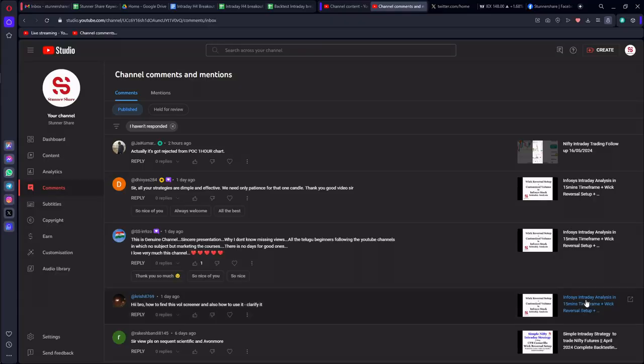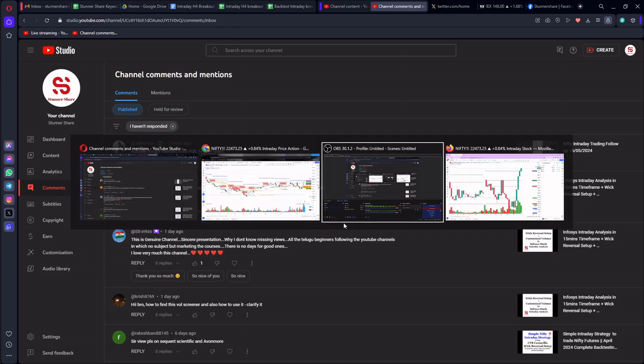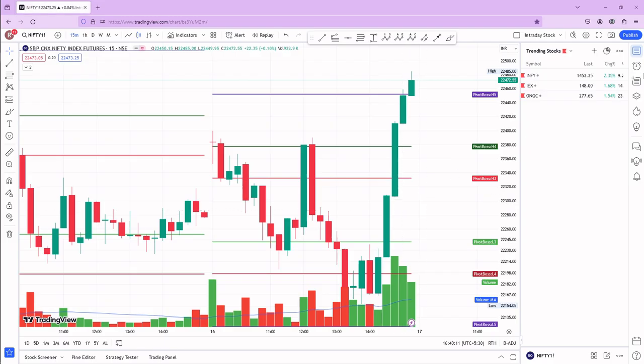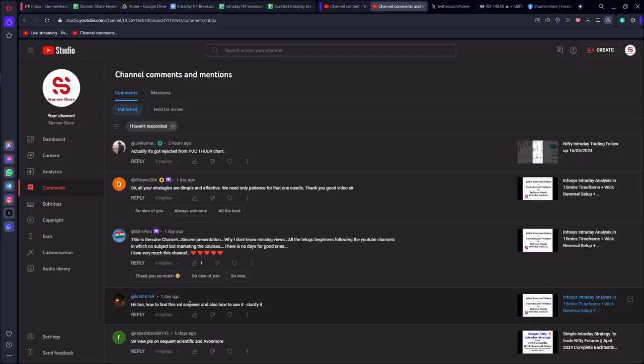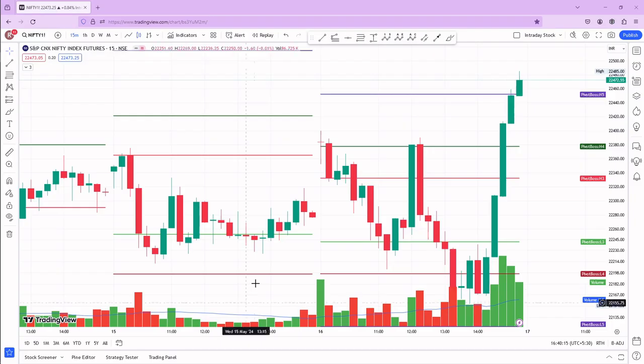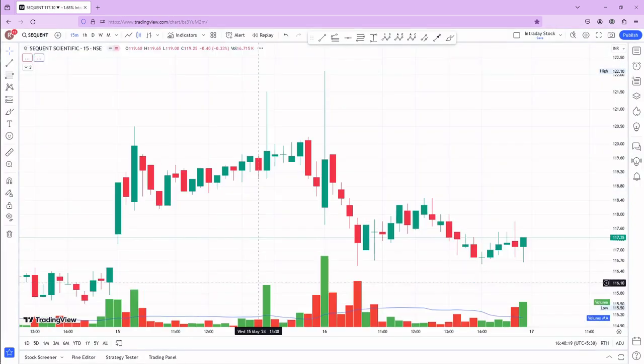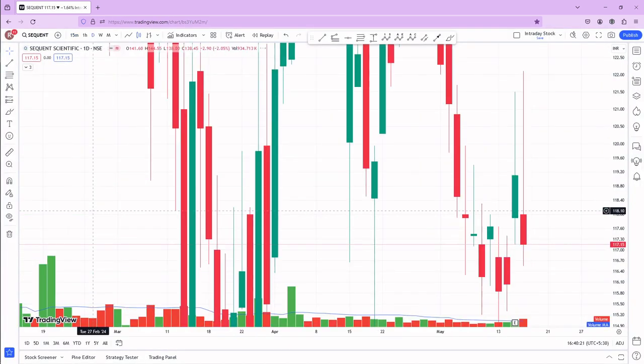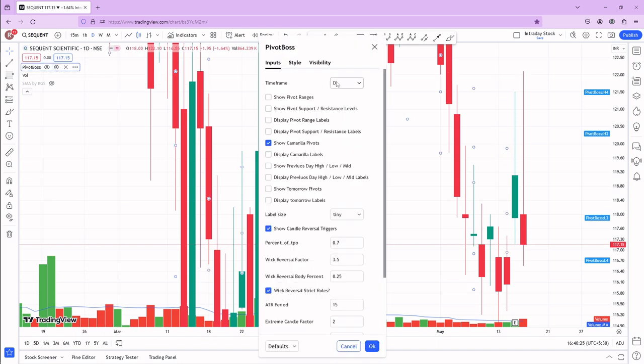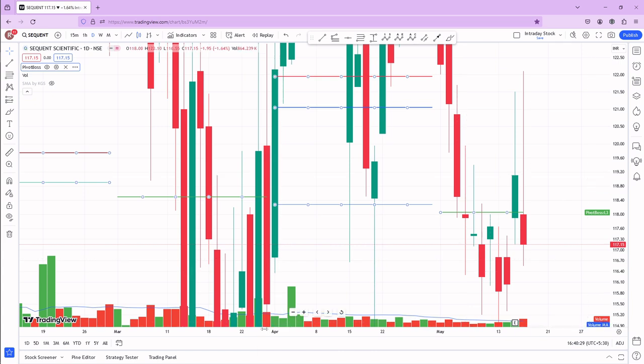So today we are going to see a few of the Nifty analysis and also the comments we'll discuss over here. Firstly, we'll discuss what is asked as Sequent Scientific and one more. Sequent Scientific. Okay, we'll go to the daily chart and we will also use the monthly pivots, Camarilla, whatever is there.